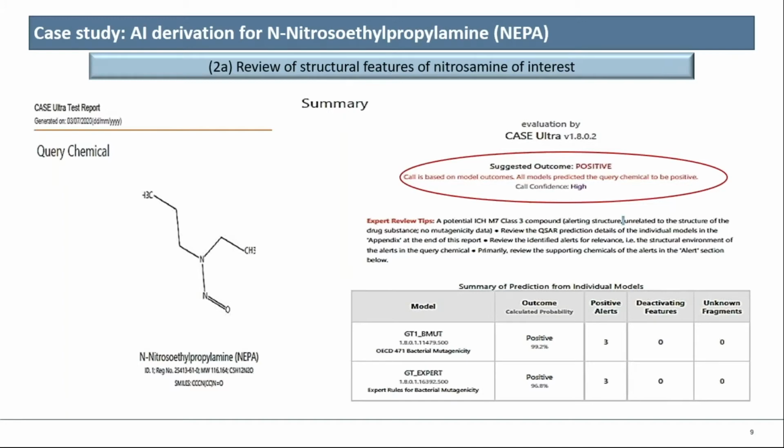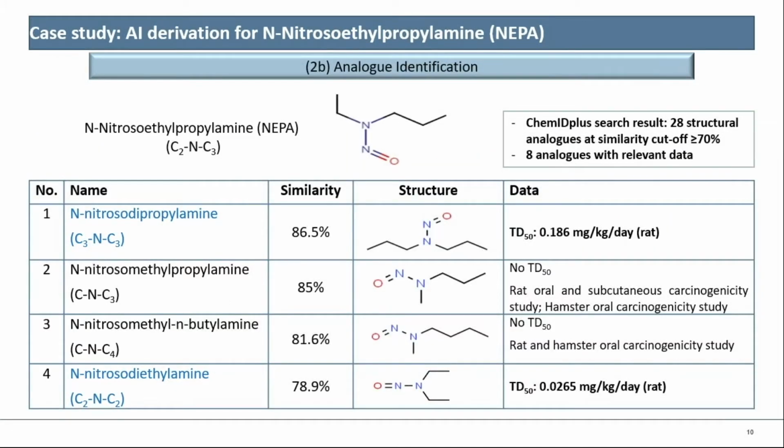And in the next step, we searched analogs in the ChemID database with a cutoff similarity criteria of 70% or more. There were 28 structural analogs, or 28 hits, and we did the literature review again for these chemicals, and we could get relevant toxicology data only for 8 of them. What you see in this slide and in the next slide is the information pertaining to these 8 analogs.